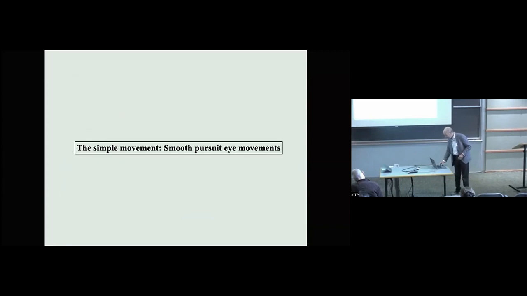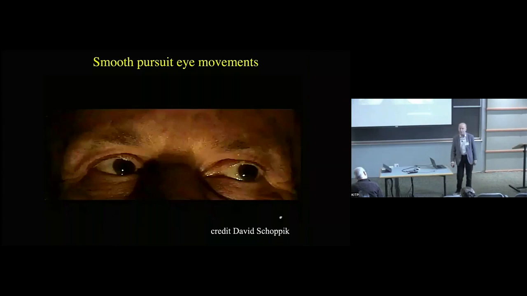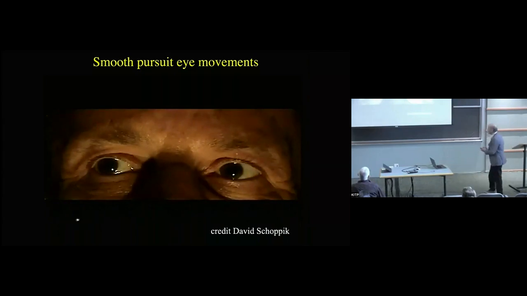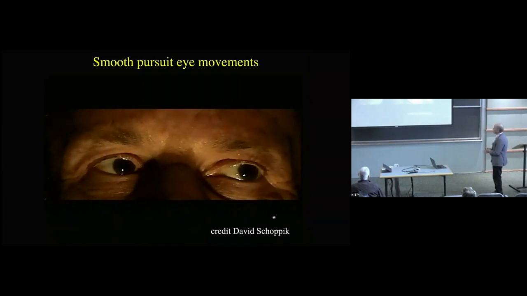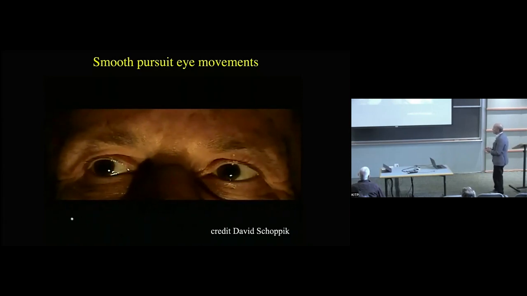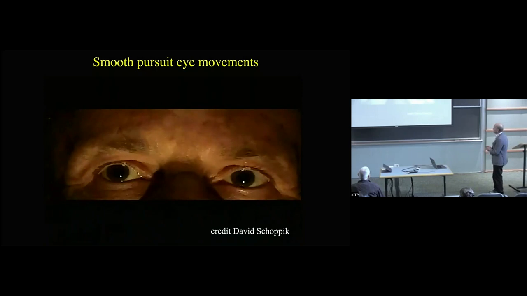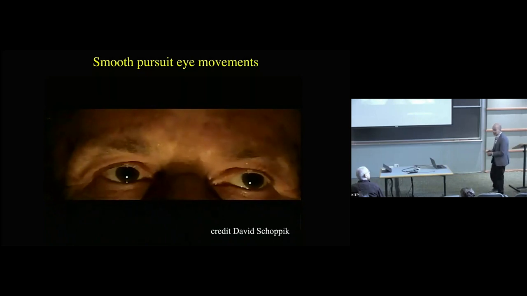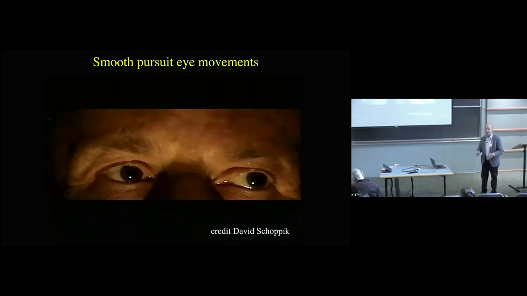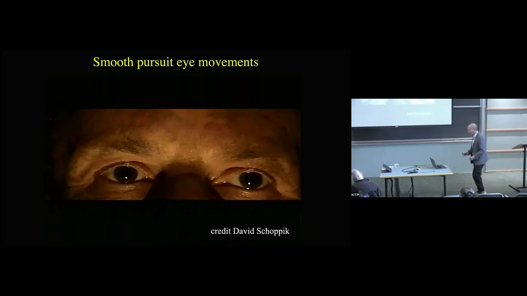So let me start by introducing the simple movement I study, which is smooth pursuit eye movements. How many people know what smooth pursuit eye movements are? That's pretty good. This is a video of me tracking a target that moves back and forth. You can see I'm moving my eyes smoothly and tracking the target. This is evidence that I need this moving visual input to be able to make this movement, so it's a visual motor movement. Now I'm being asked to move my eyes as slowly and smoothly as I can without the target. And you can see I'm not making smooth movements. I'm making a lot of little saccades. So you need the visual stimulus to drive this movement.